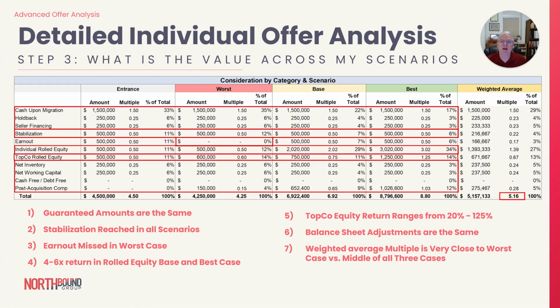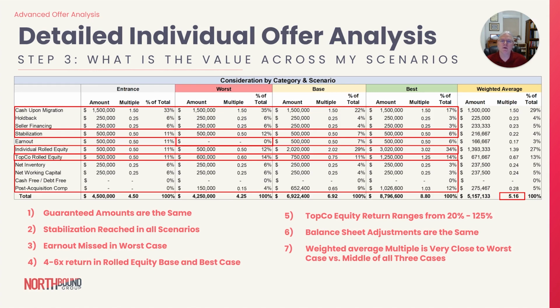Which, interestingly enough, when you compare that against the worst case of 4.25 or the base of 6.92 or 8.8, you'll notice that it's much closer to the worst cases than the best cases. Now, I don't want everybody to think that there's an 8.8x multiple out there for you just because we listed it in this sheet.